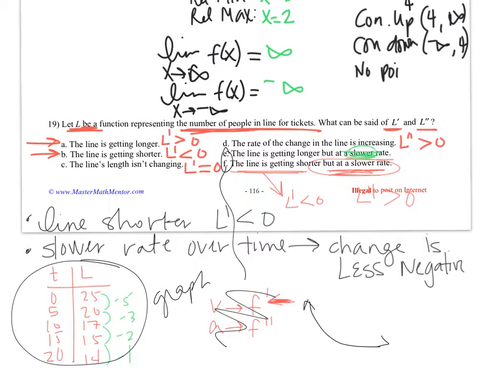You can connect it back to velocity and acceleration, where velocity is the first derivative of the position function, and acceleration is the second derivative. And acceleration and velocity combined tell you about speeding up and slowing down, because acceleration is the rate of the rate, or the rate of change of the rate of change. So since the line is getting shorter, that's a negative first derivative. But at a slower rate, if it's slowing it down, then the second derivative has got to be positive. I hope that helps you with number 19. Thanks.